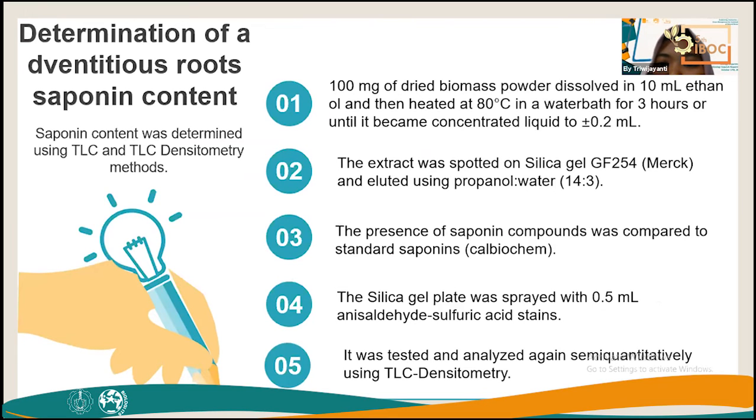100 of dry biomass powder was dissolved in 10 milliliters ethanol and then heated at 18 degrees Celsius in a water bath for 3 hours, or until it became a concentrated liquid of 0.2 milliliter. And then the extract was put on silica gel and eluted using propanol and water at a ratio of 40 to 3. And then the presence of saponin compound was compared to standard saponin. And then the silica gel plate was sprayed with 0.5 milliliter anisaldehyde sulfuric acid stain. And then it was analyzed semi-quantitatively using TLC densitometry.